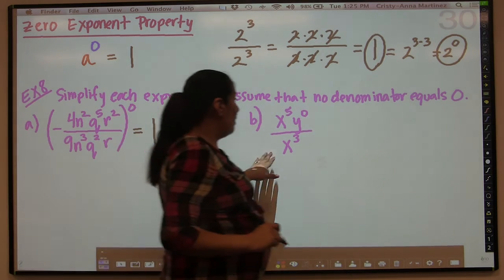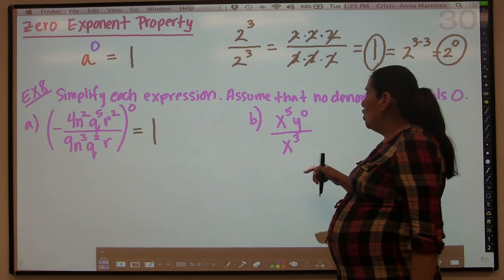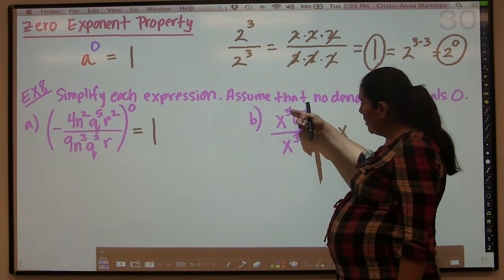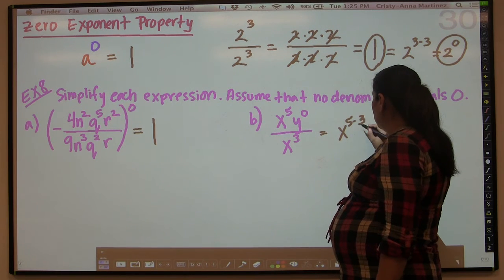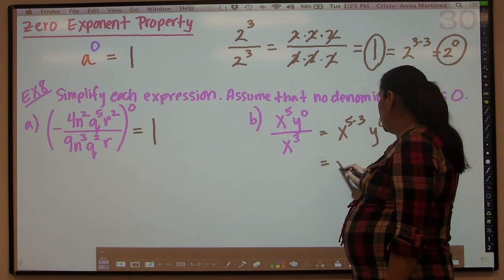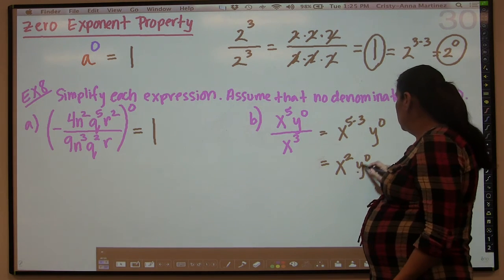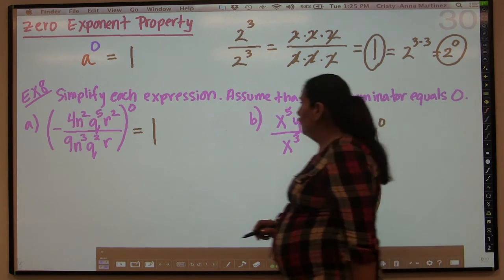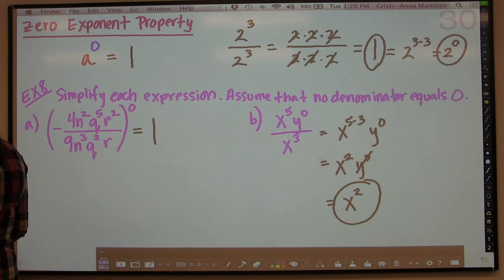Now in part B, we can't do that because we don't have everything to the 0 power. We still have to deal with these x's. So as far as the x's are concerned, you have to subtract the exponents because you're dividing. So it's 5 minus 3, and then y to the 0. Well, 5 minus 3 is 2, so we get x squared y to the 0. But since we know y to the 0 is 1, it goes away, and our final answer is just x squared. So for example 8, part B, we get x squared.